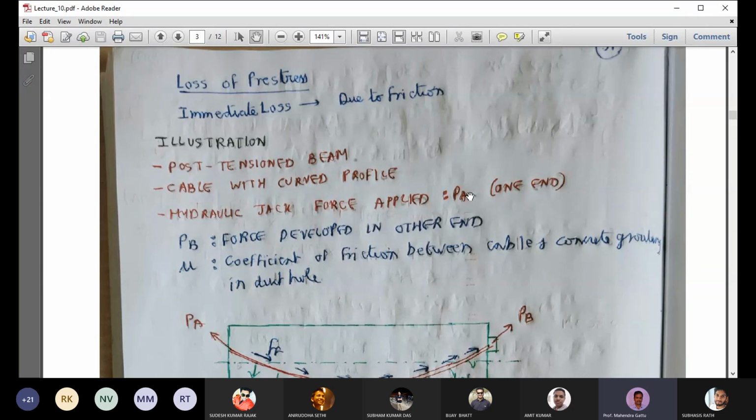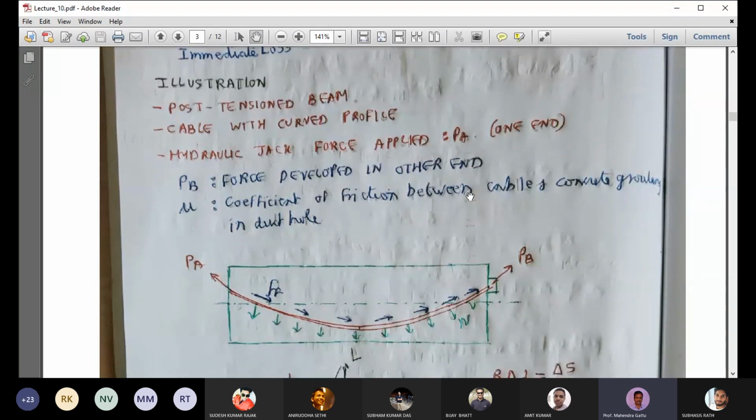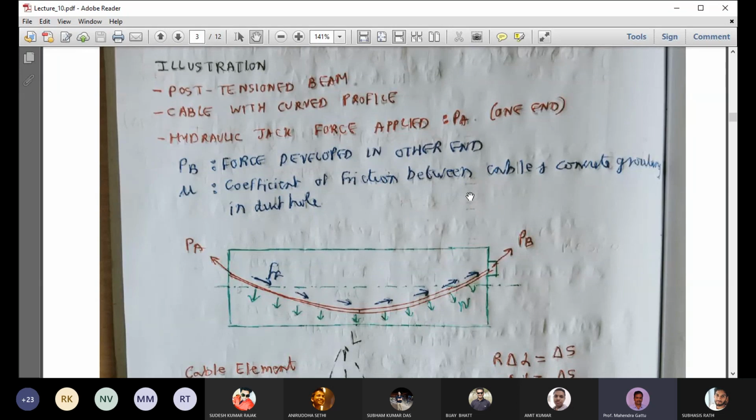So we were discussing loss of pre-stress in cables due to friction. We looked at a post-tension beam, where a duct hole was made in the beam and a cable was passed through it. It was anchored at one end, and from the other end a hydraulic jack force was applied. While the jack force was being applied, friction developed along the cable, and that frictional force reduced the tension, the axial stress, in the cable.